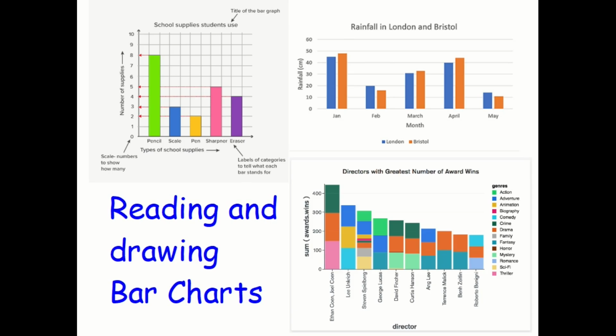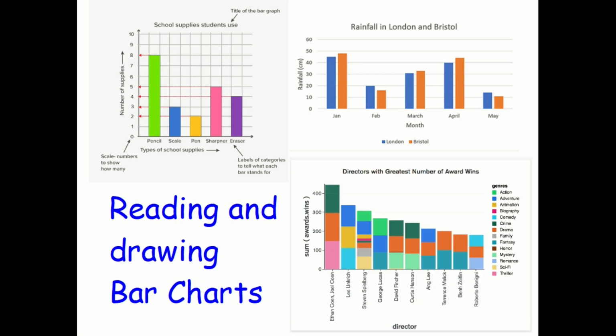So it could be, for example, the number of pets that people have. It could be the number of hours of homework spent on each night of a week, or it could be the number of ice creams sold by a shop each day.